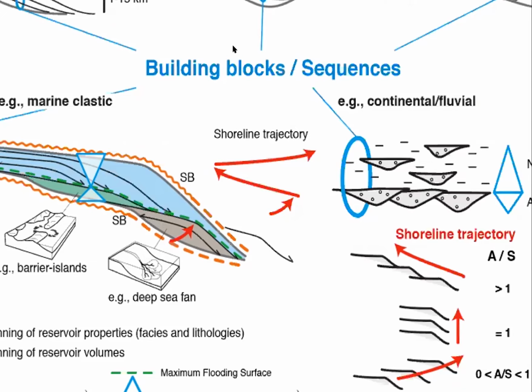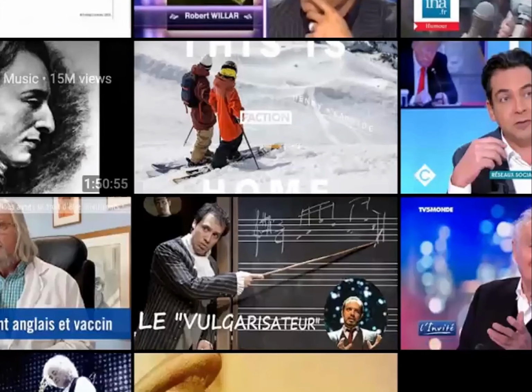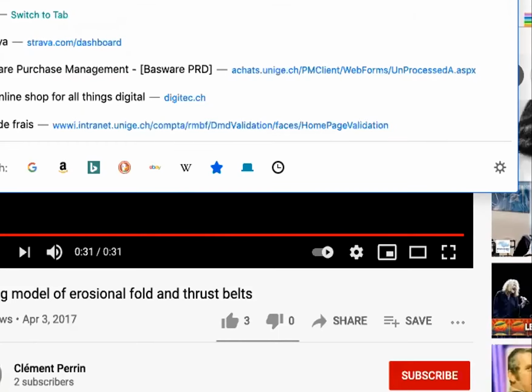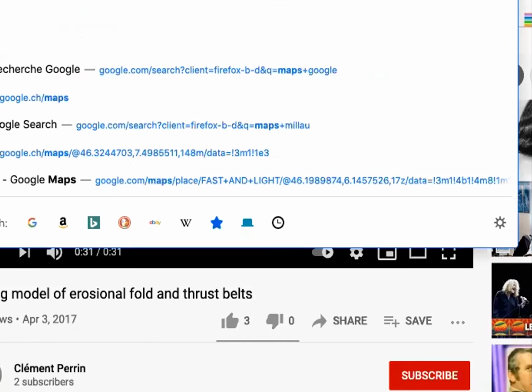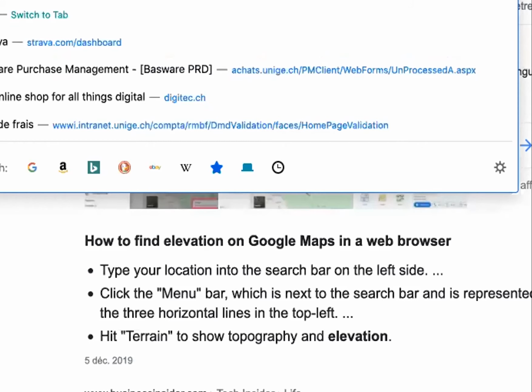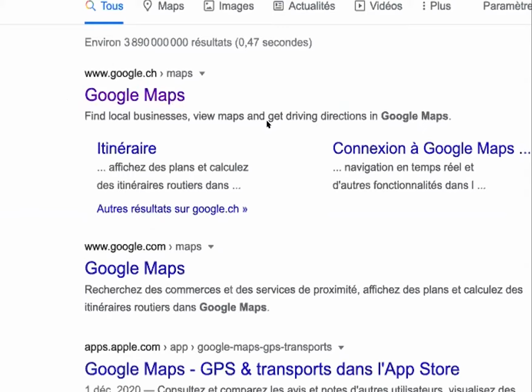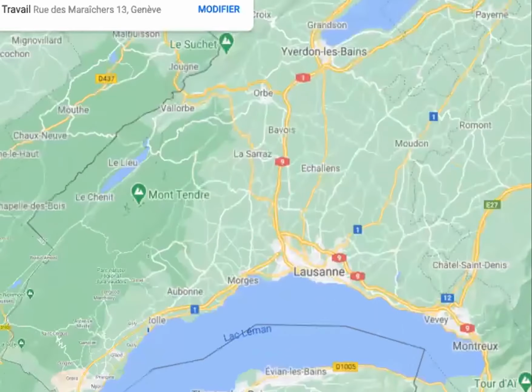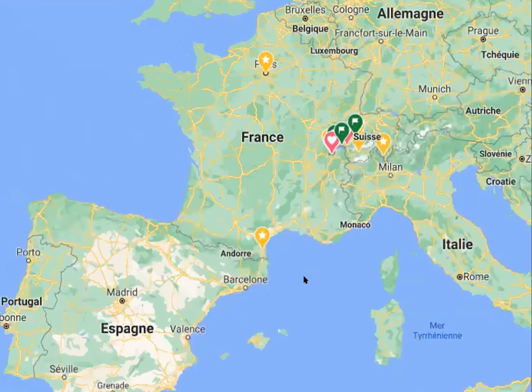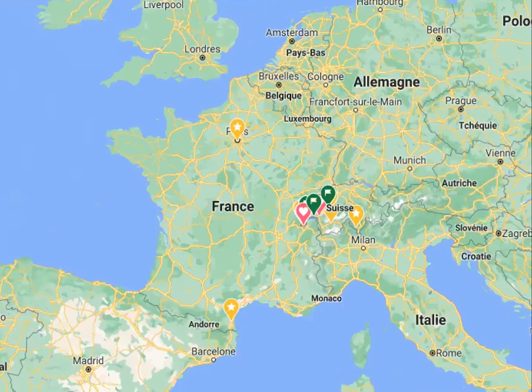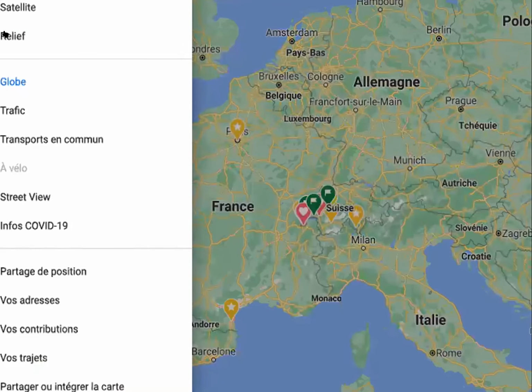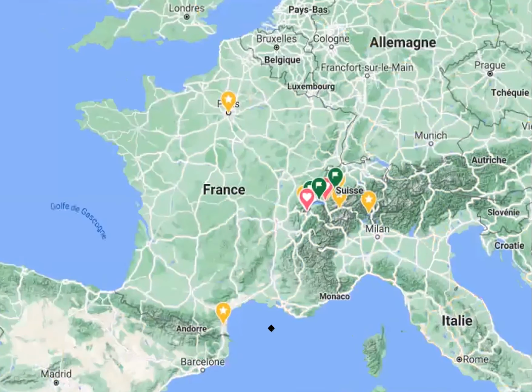Let me just end the share here. I just want to show you something. Maps. Google Maps. Where is Google Maps? Let's go really wide. Okay. Where is it that I can change? Menu, relief. It's really a nice one.